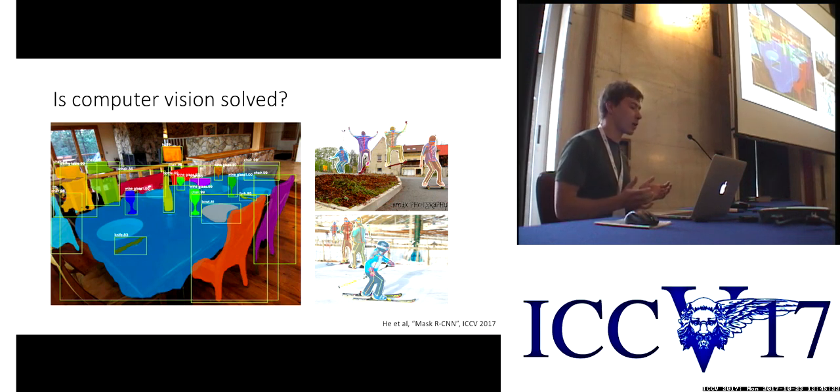Look at this. We're correctly identifying the table and the bottles and the chairs. We can get human poses. We can get almost everything that you could imagine from these images. Have Ross and Kaiming and Georgia and Piotr solved computer vision? Should we all go home?